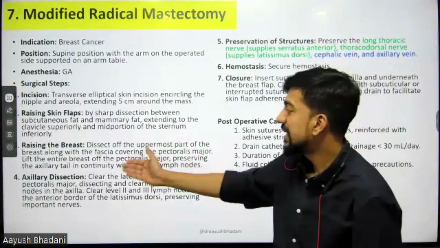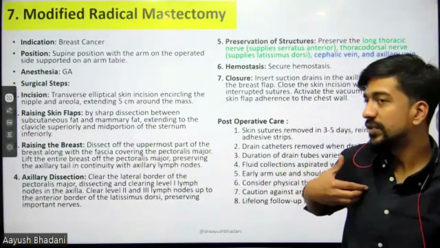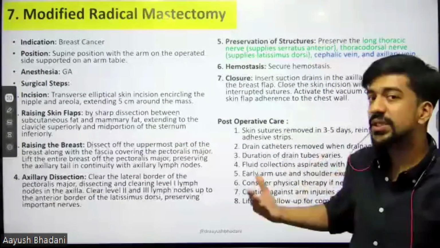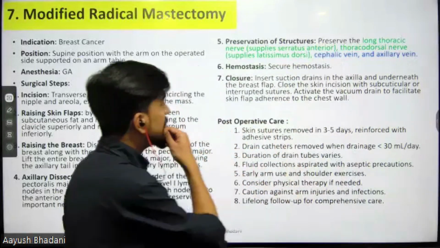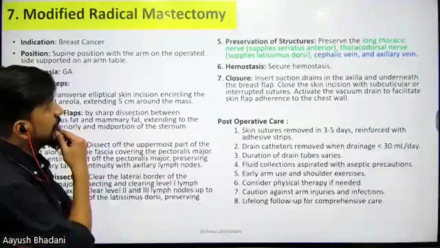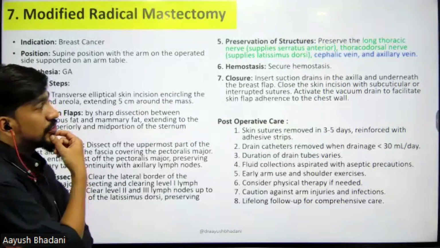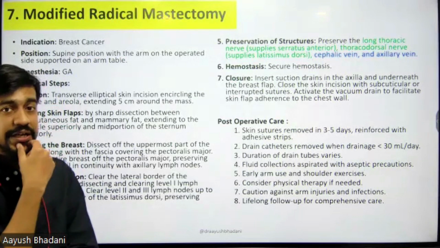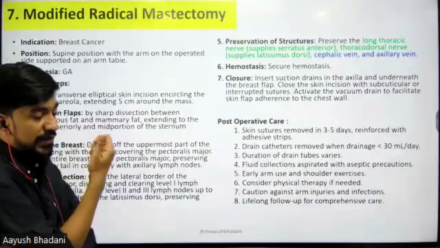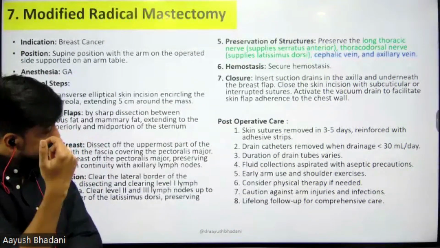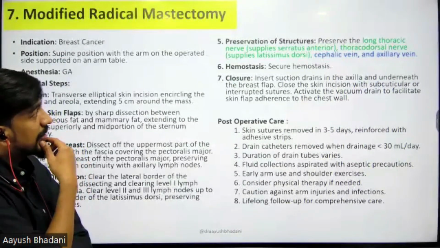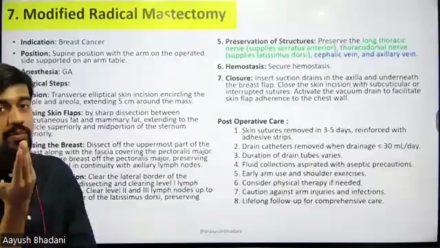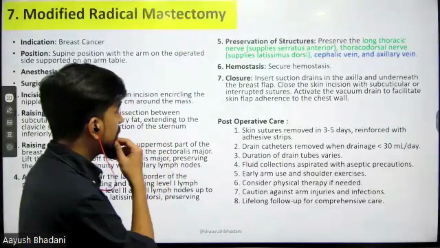Great. Next step, axillary dissection. We clear the lateral border of the pectoralis major, dissect level 1, level 2, level 3, and preserve the important nerves. What are the nerves? The long thoracic nerve, which supplies the serratus anterior, the thoracodorsal nerve, or the latissimus dorsi supply, the cephalic vein, and the axillary vein. So if someone can tell me in the chat box, if by any chance we sever or we injure the long thoracic nerve, or if we injure the thoracodorsal nerve, what will be the features? We'll discuss it again, okay?